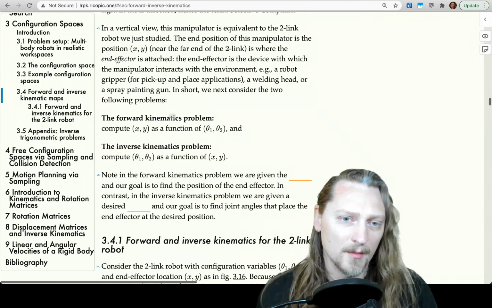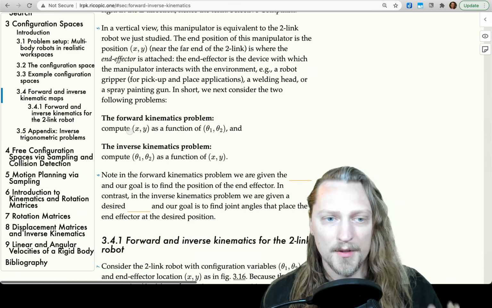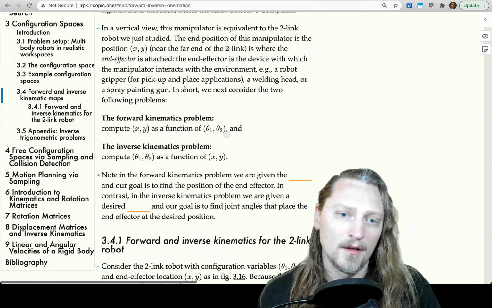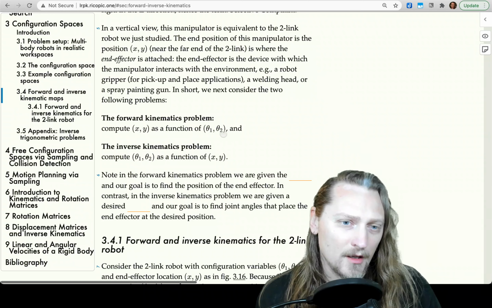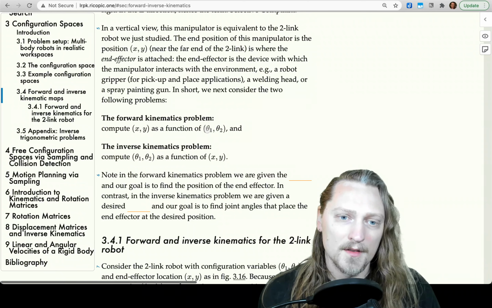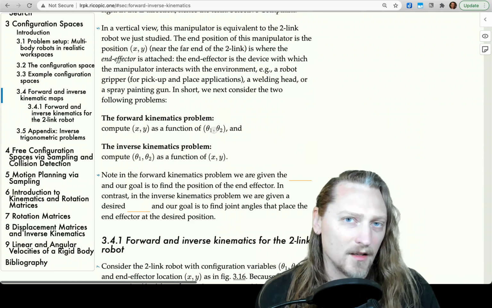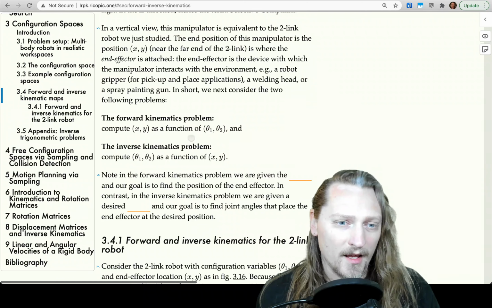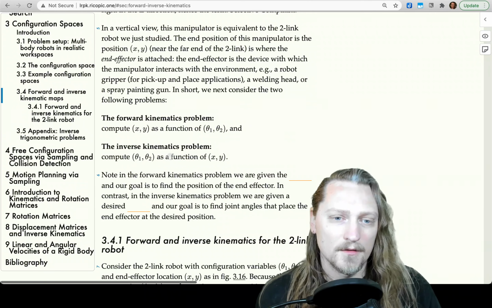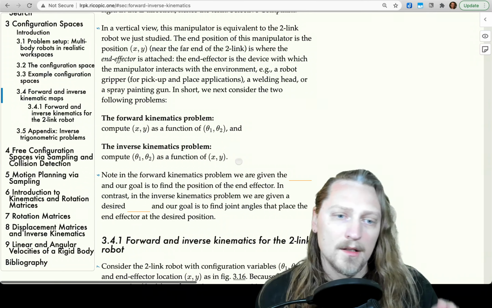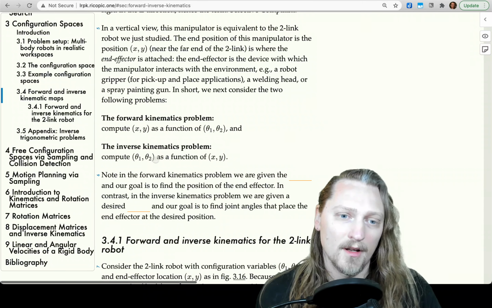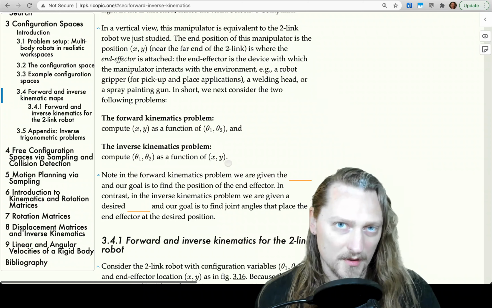The forward kinematics problem, which is to compute X, Y as a function of theta 1, theta 2, which is to say, compute where in the workspace you are given some place in the configuration space. And the inverse kinematics problem, compute theta 1, theta 2 as a function of X, Y, which is to say, compute the configuration as a function of the workspace position.